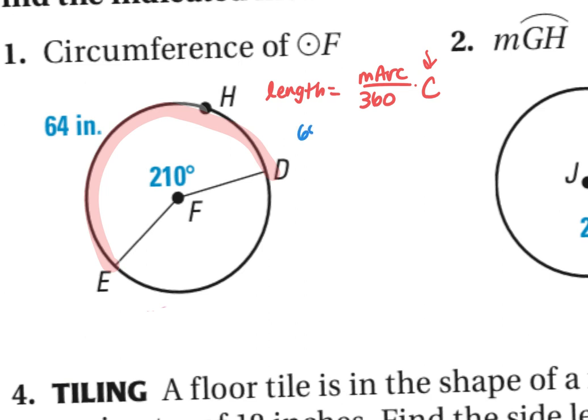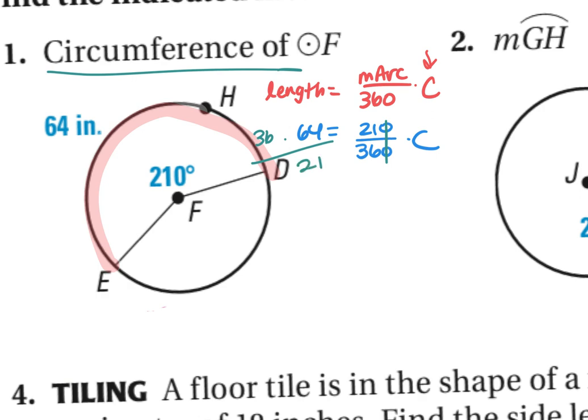So the length is 64. The measure of the arc is 210, and then it's over 360 times c. 2 pi r is circumference, and because you're looking for circumference, you could do 2 pi r, but then you have to work backwards again to get the circumference, so it's a little bit of wasted time. So from here, I would cancel through the zeros, make them smaller numbers. And then because you have your calculator, I would just multiply by 36 and then divide by 21. So 64 times 36 divided by 21 is 109.7.